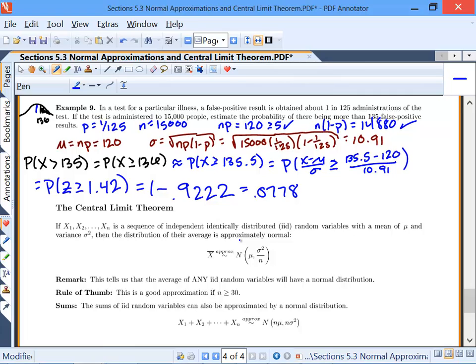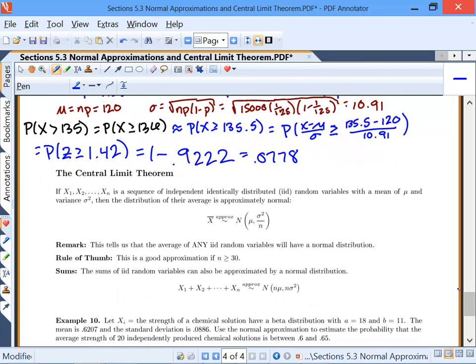So this tells us that it works for any random variables. They don't have to start off normal, they don't even have to start off continuous. You take any random variables and you find the average is going to be approximately normally distributed with a mean mu, and then we know that for the average, instead of the old variance, we have the old variance sigma squared over the size of our sequence, so over n. So this tells us that the average of any IID random variables will have a normal distribution. It doesn't matter what kind of distribution you start with, your average will have a normal distribution. This is a good approximation if n is at least 30.